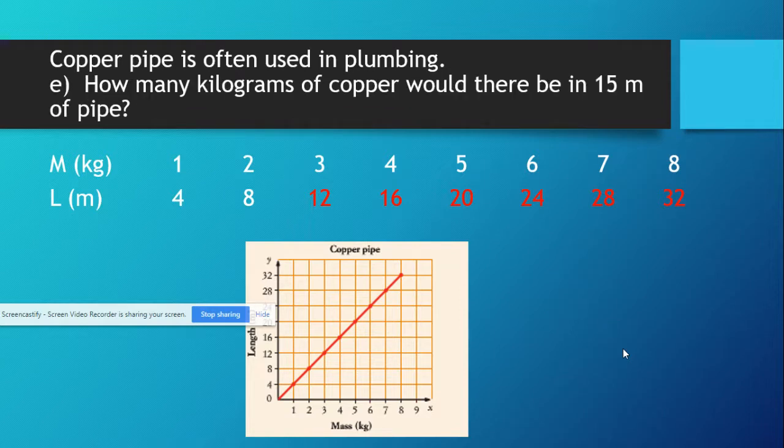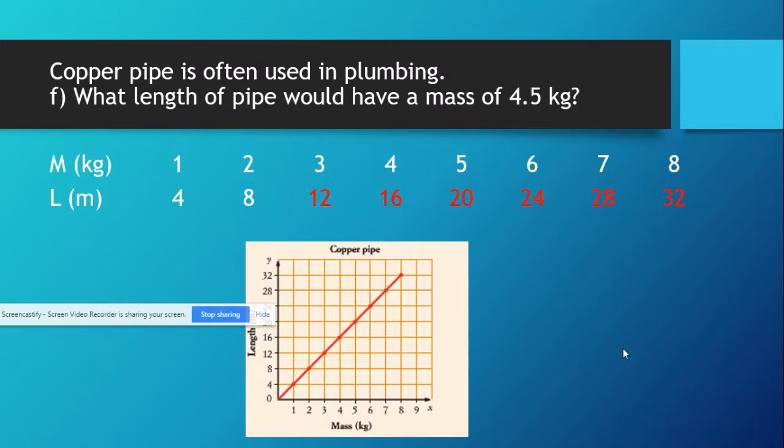E would say, how many kilograms of copper would there be in 15 meters of pipe? So they're giving you the meters. You know you have to divide by 4 to get the kilograms. So again, meters divided by 4 equals kilograms, and you go 15 divided by 4 gives me 3.75 kilograms.